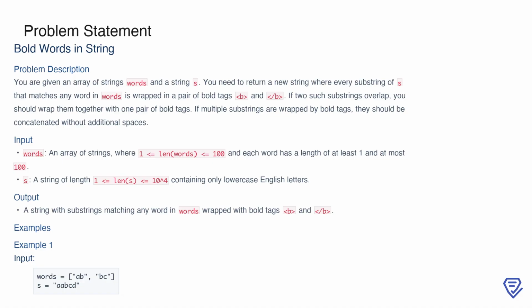The input constraints for the problem are fairly straightforward. The words array can have up to 100 strings, each with a length between 1 and 100, while the string S itself can be up to 10,000 characters long and contains only lowercase English letters. The goal is to return a modified version of S with the appropriate substrings wrapped in bold tags.